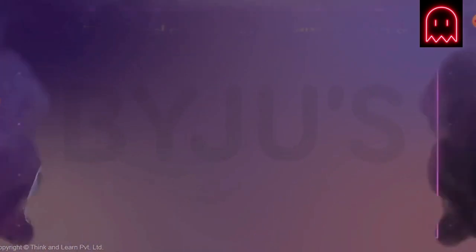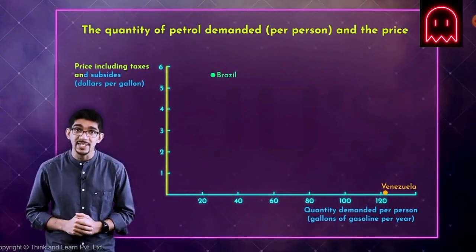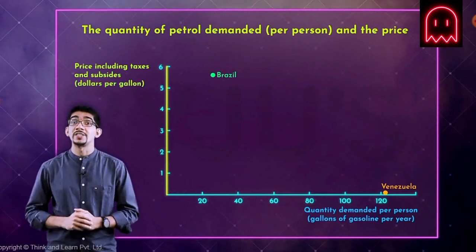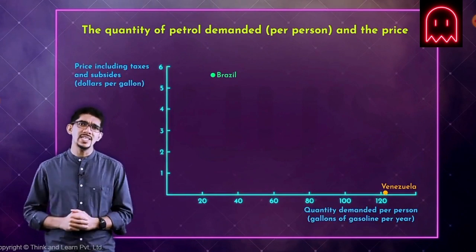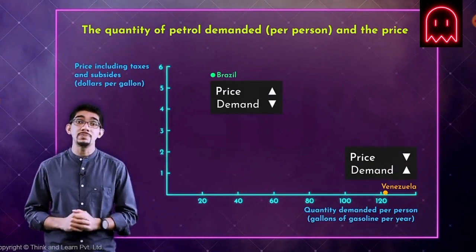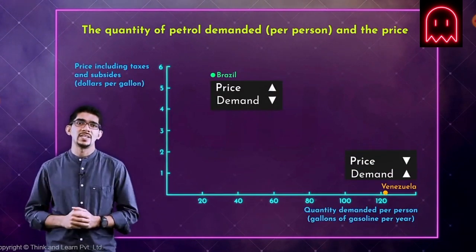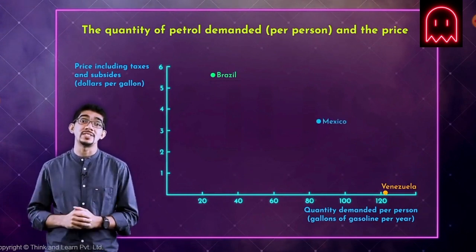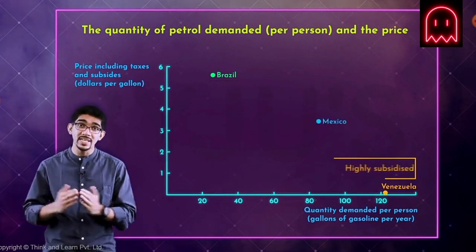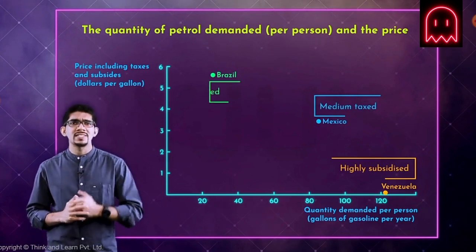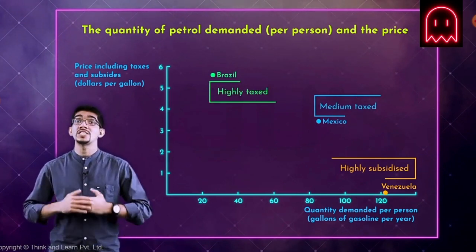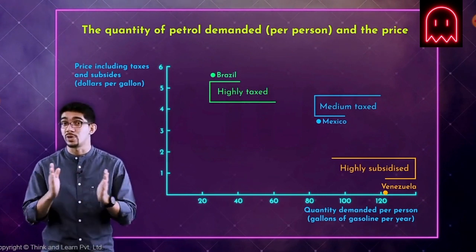This graph plots the price of petrol on the vertical axis, including taxes and subsidies, and the quantity of petrol demanded on the horizontal axis. As you can see, there is a negative relationship between price and quantity demanded. Let's also add Mexico to this figure to give you a sense of how another Latin American country with similar per person income compares. Mexico provides a small subsidy on petrol and consequently falls between the other two countries.